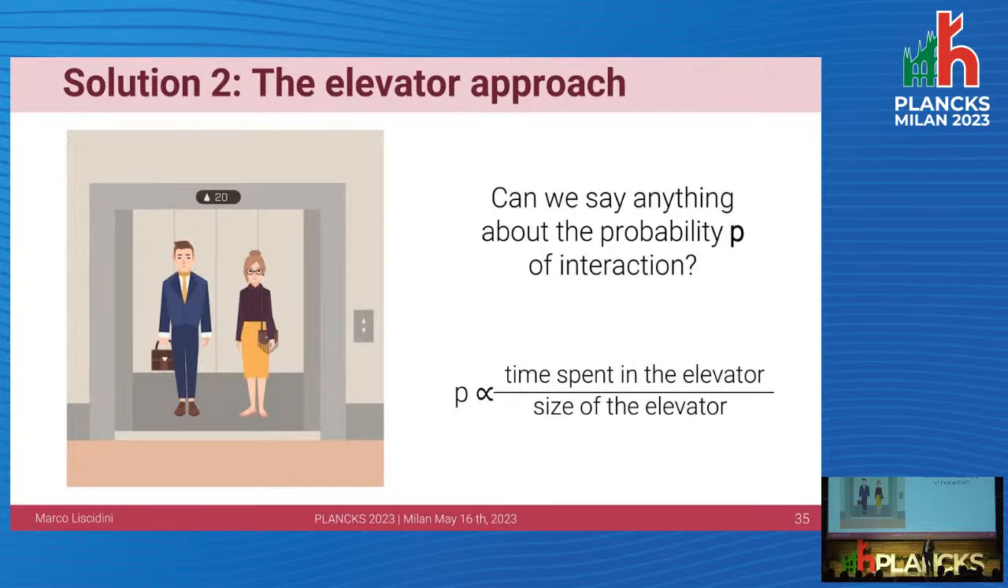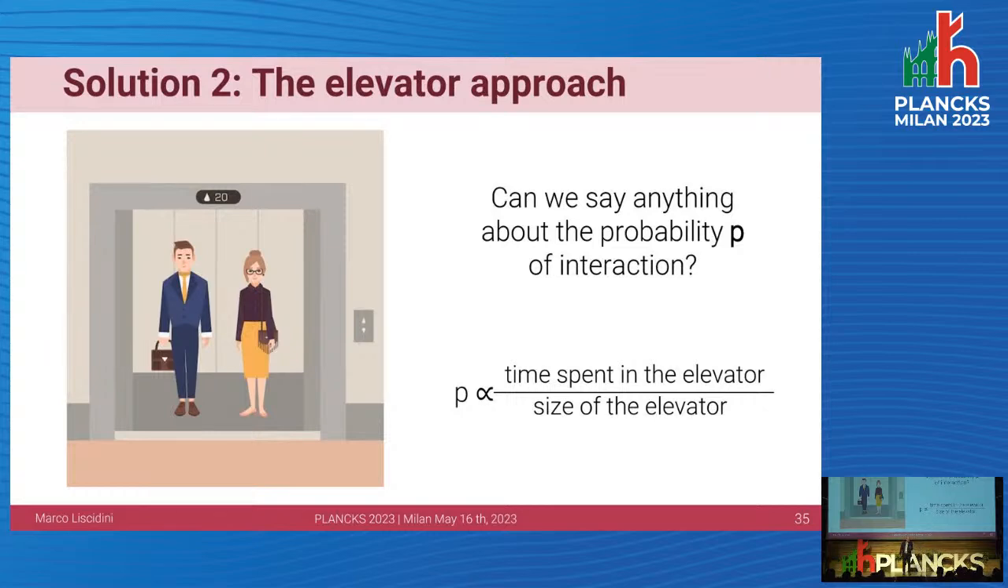Well, we can say something about that probability. No matter whether these two people get along nicely or not, the probability they're going to interact is directly proportional to the time they spend in the elevator, and inversely proportional to the size of the elevator. If I take a 4 meter square elevator and I stack them for 4 hours, I can tell you they will interact. Now, stop thinking about the interaction, okay?